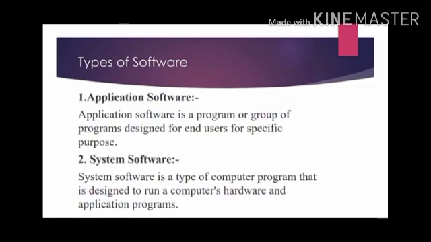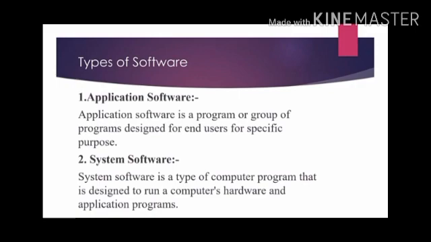So there are two types of software. Number one is application software and number two is system software. Application software is a program or group of programs designed for end users for specific purposes. Some examples of application software are MS Paint, Windows Media Player, etc. Let's try to understand by giving an example. MS Paint is an application software and MS Paint is only used for drawing. Like Windows Media Player is only used for listening to songs. So this kind of software can do only a specific type of job.